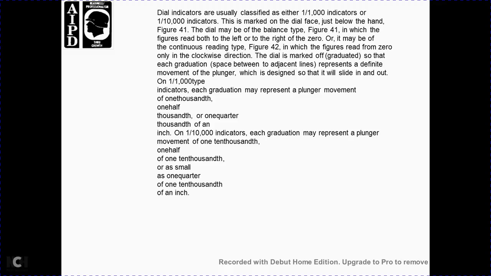The dial may be balanced, as in figure 41, reading both left and right of the 0, or it may be a continuous reading dial, as in figure 42, which reads from the 0 only in the clockwise direction.